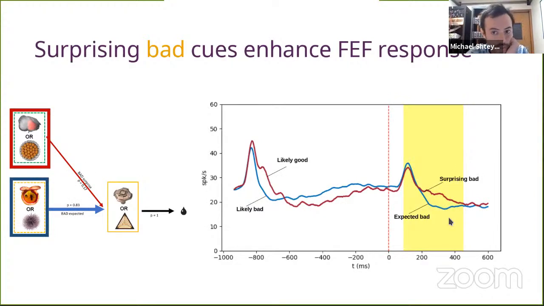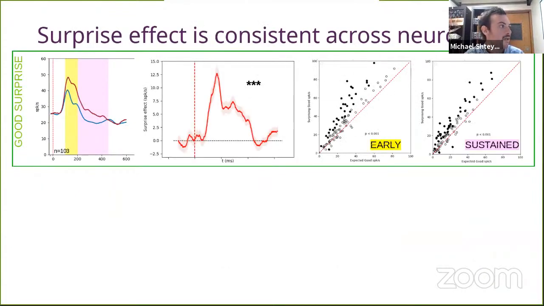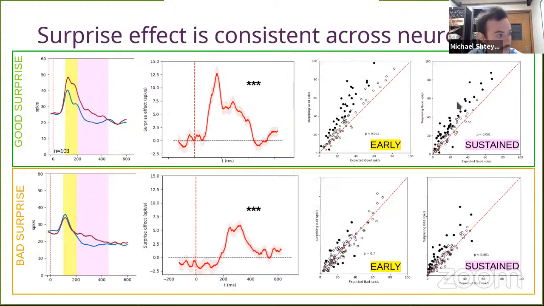This seems consistent with our attentional model, in which both surprising good and surprising bad cues enhance the neural response, and it's not a signed effect that we see. We find that this surprise effect is consistent across neurons. Here I have two epochs shaded because we're interested in the dynamics, which we might get to if we have time. Basically, it's a pretty robust effect across neural cells. In the good surprise case, you see it early and in the late visual response. However, in the case of bad surprise, you see an enhancement, but the dynamics are different: you see a big enhancement in the sustained response and not in the early response.